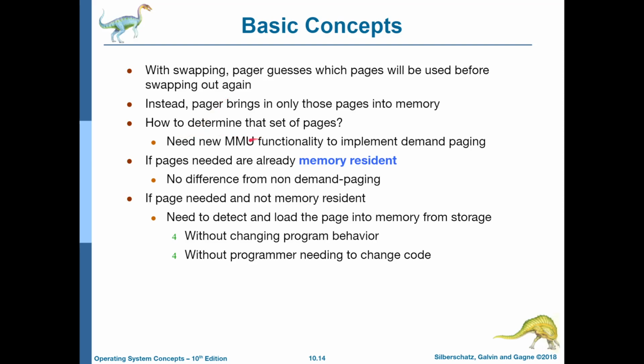Now, how do we determine which set of pages are useful for us? Well, this is where we use the memory management unit to implement demand paging. If pages needed are already memory resident, then it's just a regular memory access. But if a page is needed and not in memory, then we need to detect and load the page into memory from storage without changing the program's behavior. The program should never notice that it was not in memory in the first place. This is swapping without the programmer needing to be involved. It's all part of the operating system.